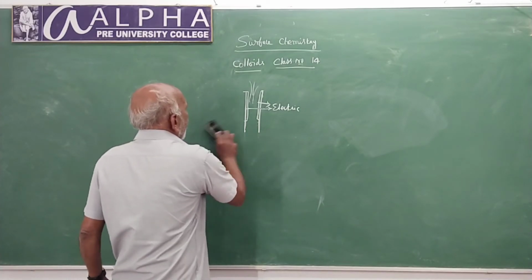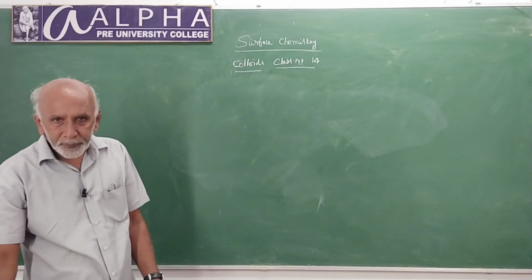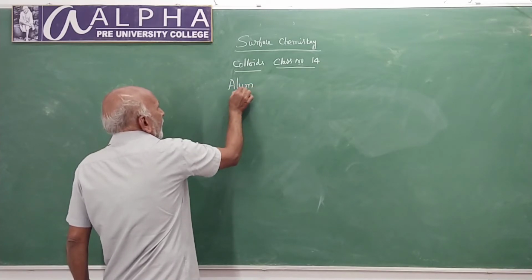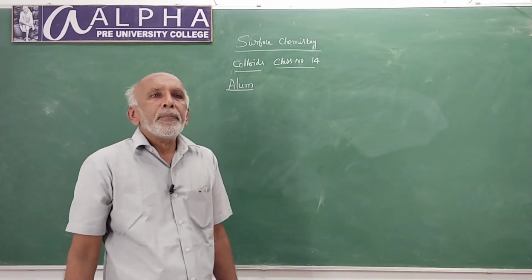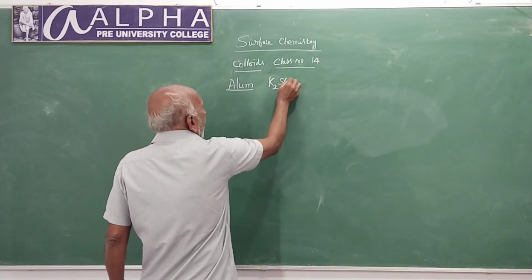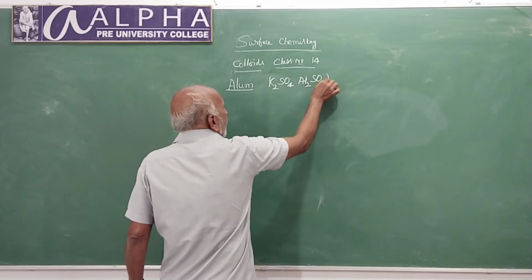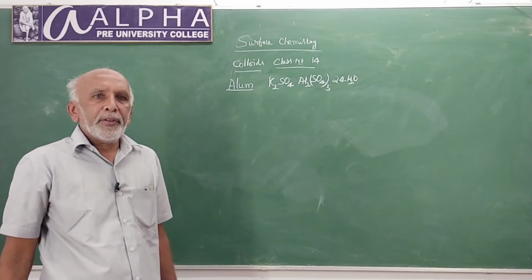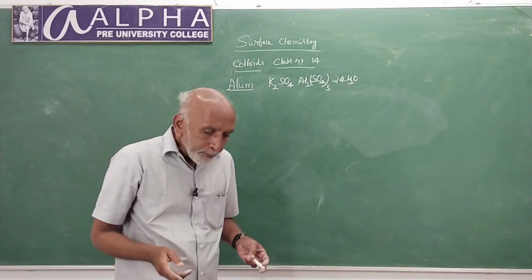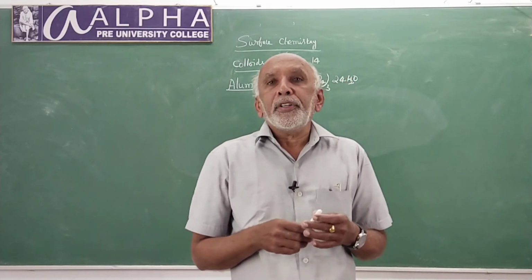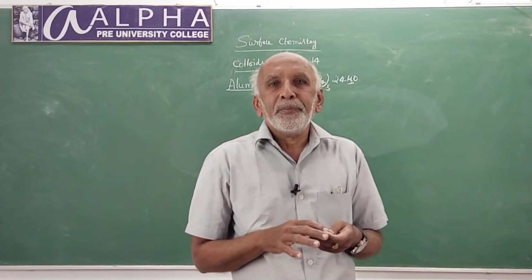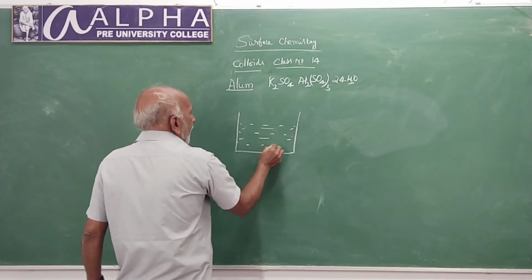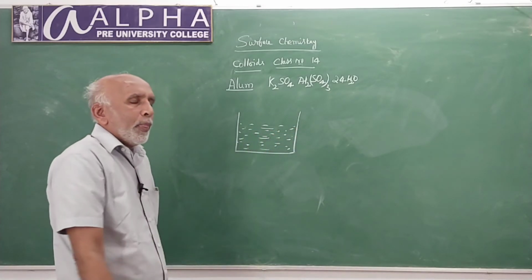Next one, this colloidal chemistry is used in the purification of water. In the purification of water, often we use a substance known as alum. Alum is potassium aluminum sulfate, K2SO4.Al2(SO4)3.24H2O. It is used in the purification of water. Sometimes water contains negatively charged colloidal particles, particularly mud particles. Say, consider it is impure water containing negatively charged mud particles.